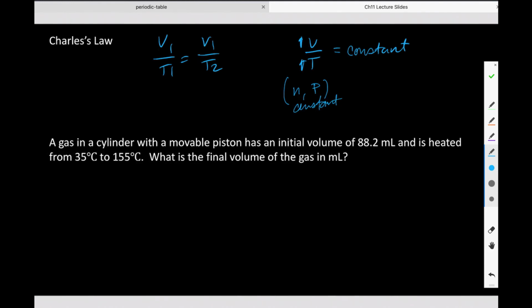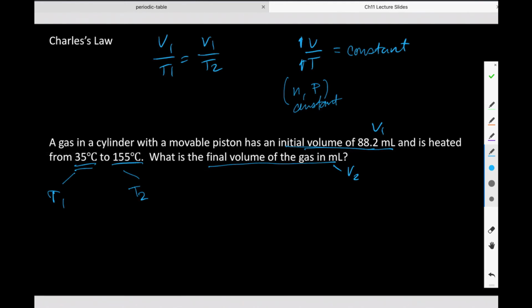So gas in a cylinder with a movable piston has an initial volume of this, right? So here's our V1, and it's heated from 35, so that's our T1, to 155, and that's T2. What is the final volume in milliliters? So this is my V2.